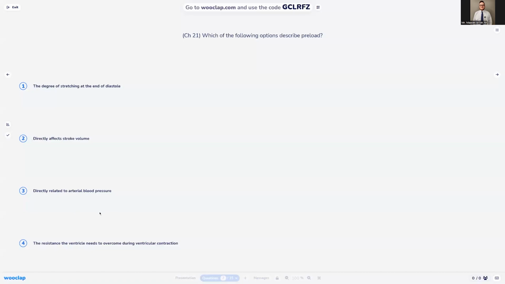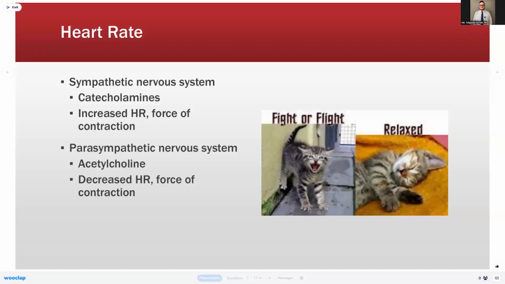Directly, resistance the ventricles need to overcome during ventricular contraction. Number 4 is the definition really of afterload. So heart rate, how do we control that?